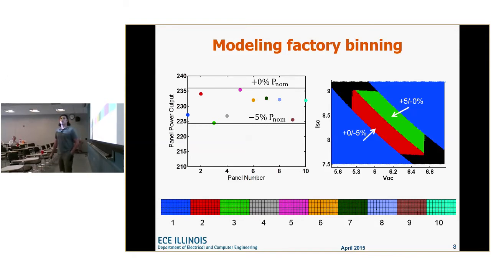So I've chosen a nominal value which would more or less fall right in here, and then this red area corresponds to a minus 5% bin, and this green area corresponds to a plus 5% bin. Then, if I wanted to model an array, I can construct a row by selecting panels out of one of my bins. I've done that here for my minus 5% bin. I've constructed a row of 10 panels, and here I'm showing the power output of each panel, so we can see that each panel can vary between plus and minus 5%.